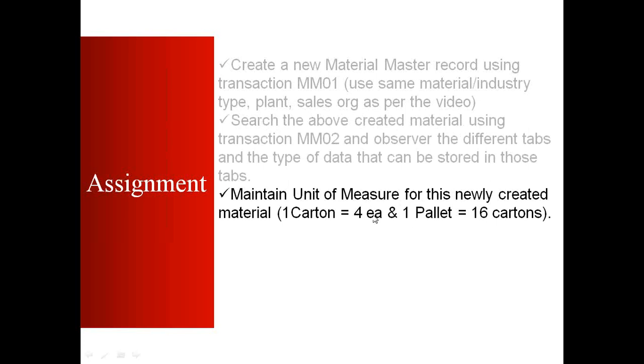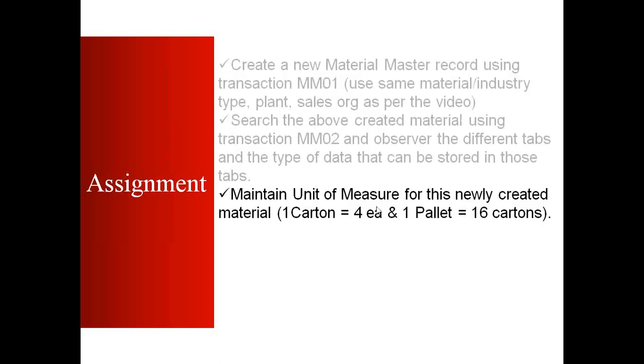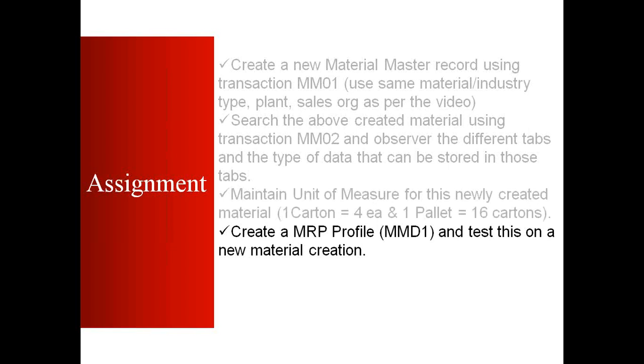So suppose you have used each as a unit of measure for your material. Just use each here as a unit of measure, and here you just need to create a unit of measure where 1 carton is equal to 4 pieces or 4 each, and 1 pallet is equal to 16 cartons. Okay, maintain that, and also try to create an MRP profile in MMD1, and test this profile when you try to create a new material. Just see how we can create this profile, and also try to extend the storage location of your material using the transaction MMSC like I did before.